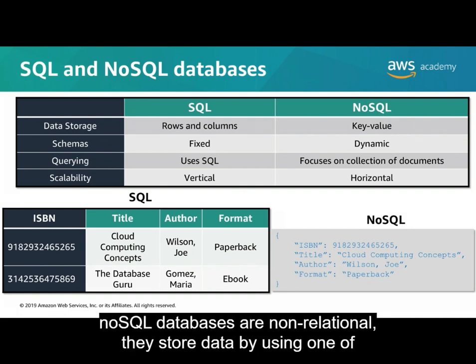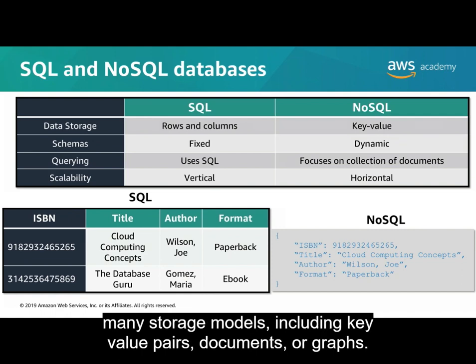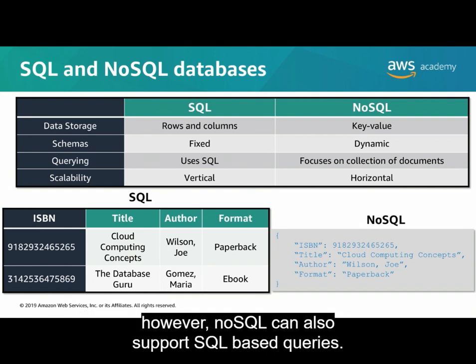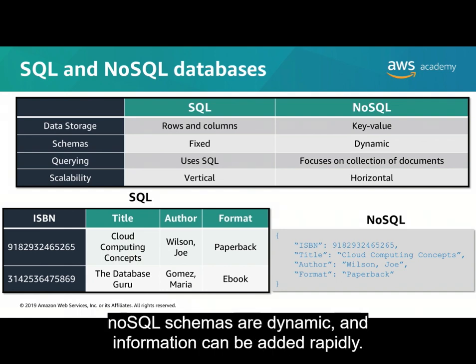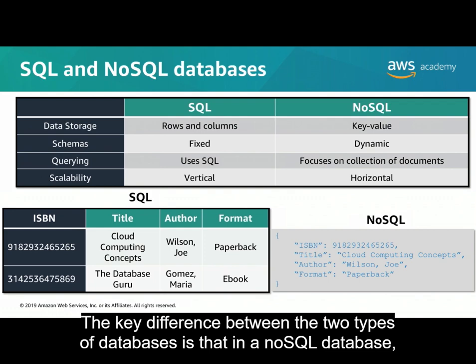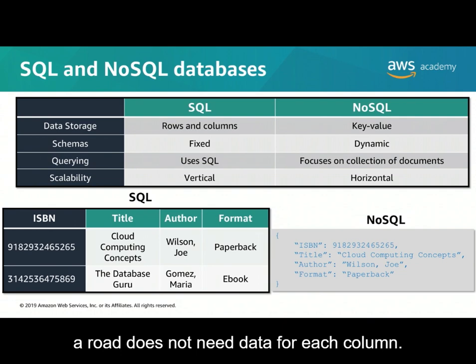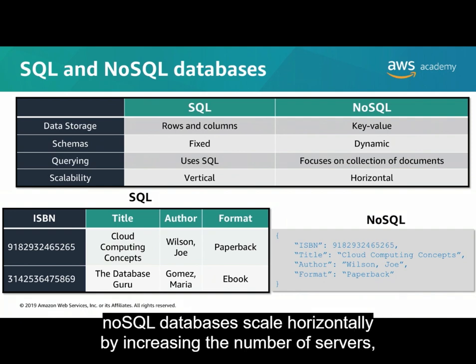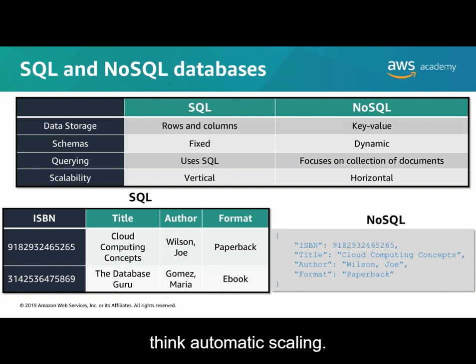NoSQL databases are non-relational. They store data by using one of many storage models, including key-value pairs, documents, or graphs. Originally, the term NoSQL referred to a non-SQL or non-relational database. However, NoSQL can also support SQL-based queries. NoSQL schemas are dynamic, and information can be added rapidly. The key difference between the two types of databases is that in a NoSQL database, a row does not need data for each column. Data in NoSQL databases is queried by focusing on collections of documents. NoSQL databases scale horizontally by increasing the number of servers. Think automatic scaling.